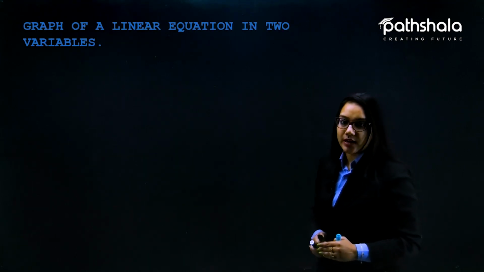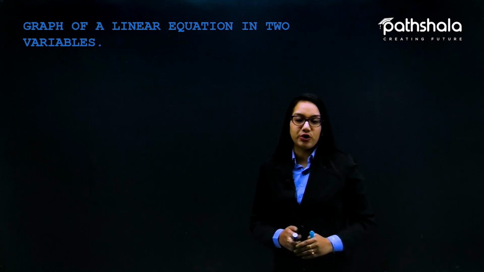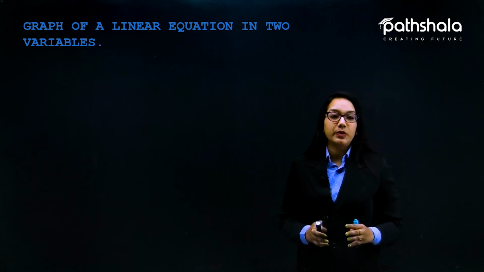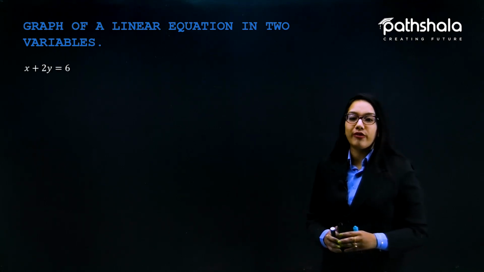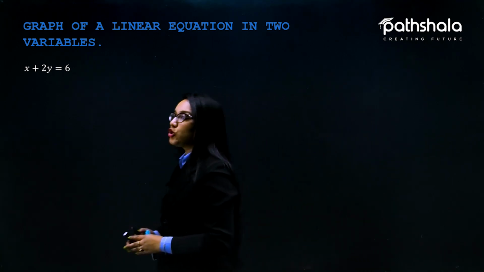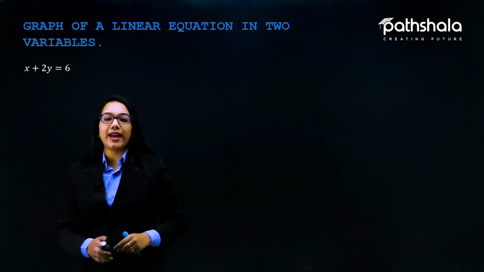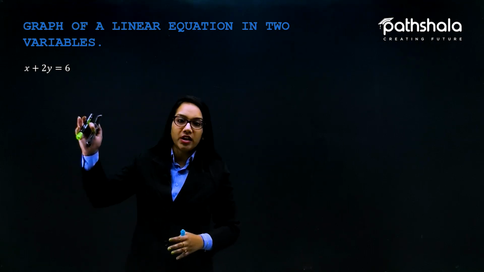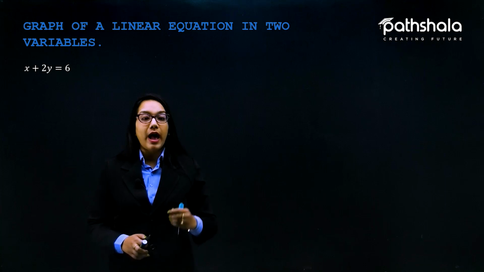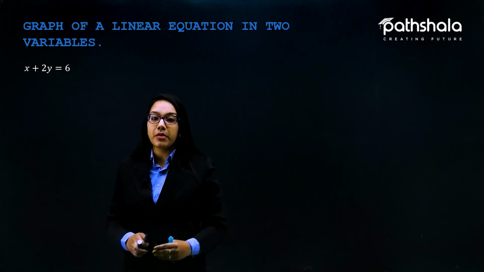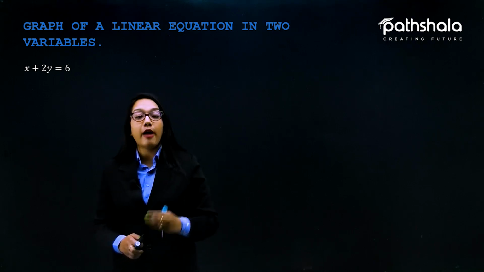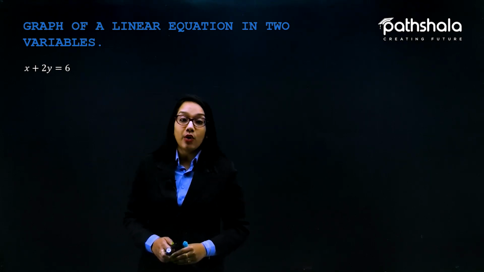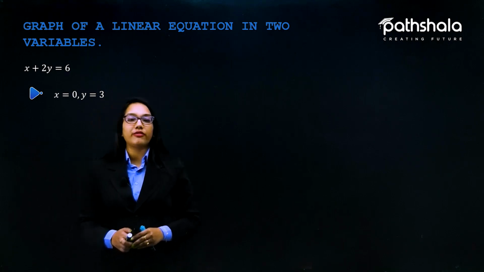Suppose we are plotting the graph of a linear equation in two variables. Let us take an example: x + 2y = 6. Now we will represent the graph of this linear equation. First of all, we have to find the solutions. Always remember, in order to represent it graphically, we have to find the solutions of this linear equation in two variables.